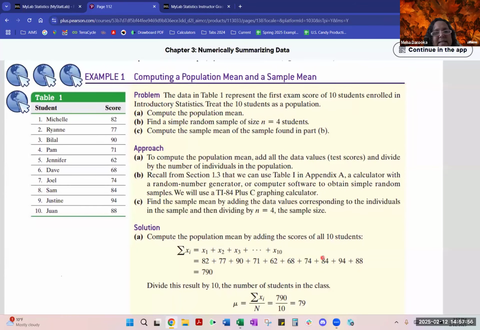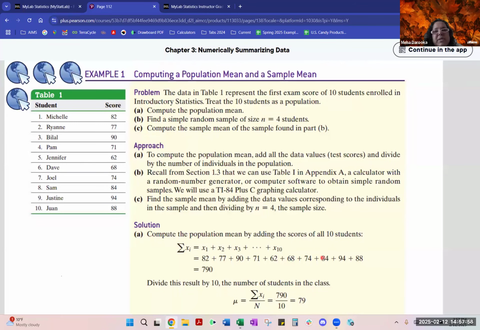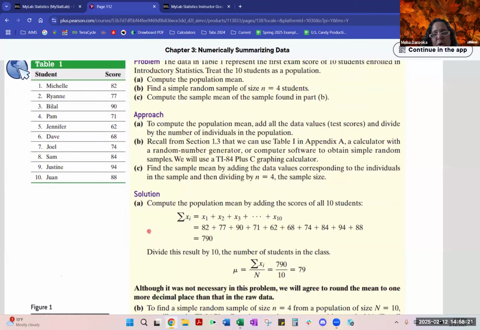So let's take a look at this example here, guys. We're computing a population mean and sample mean based on first exam scores of 10 students enrolled in an intro to statistics course. And the 10 students are your population. So to talk about the population mean, you will basically see here, we're adding up all the test scores and dividing by the number of individuals in our population.